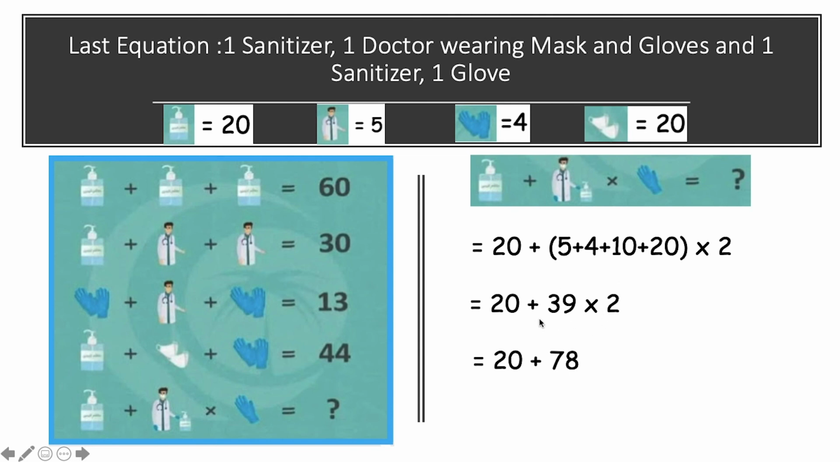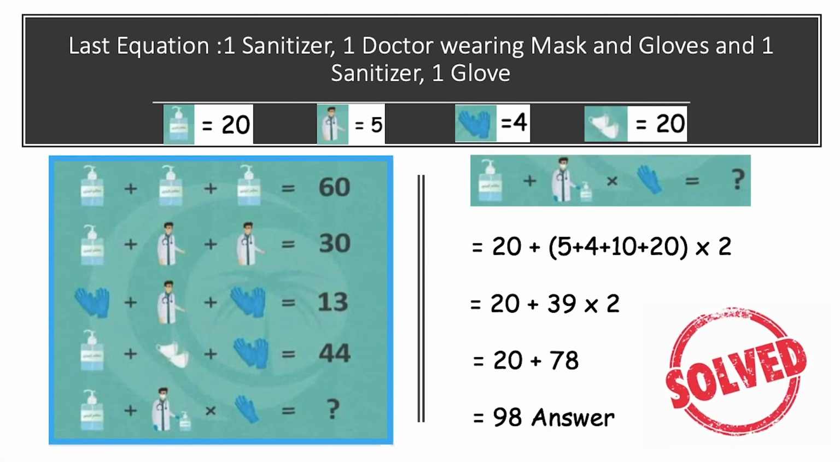Now we have to do the multiplication first, followed by addition. So 20 plus 39 into 2, 20 plus 78, that is equal to 98. And we have solved the puzzle.